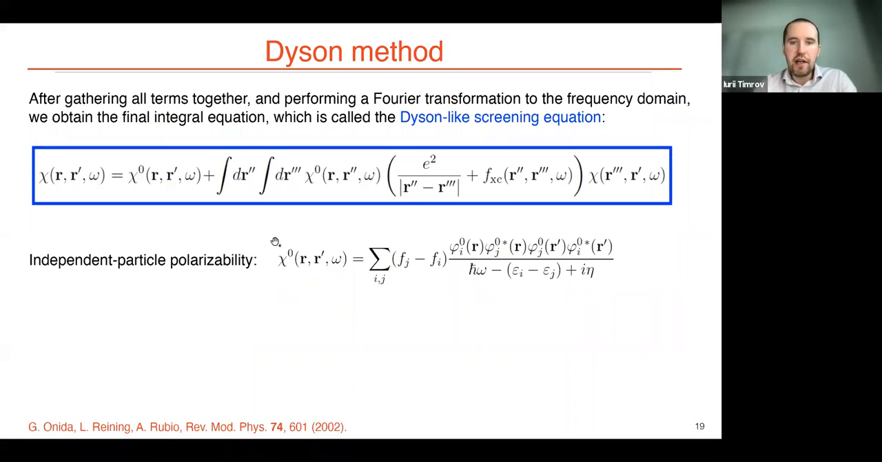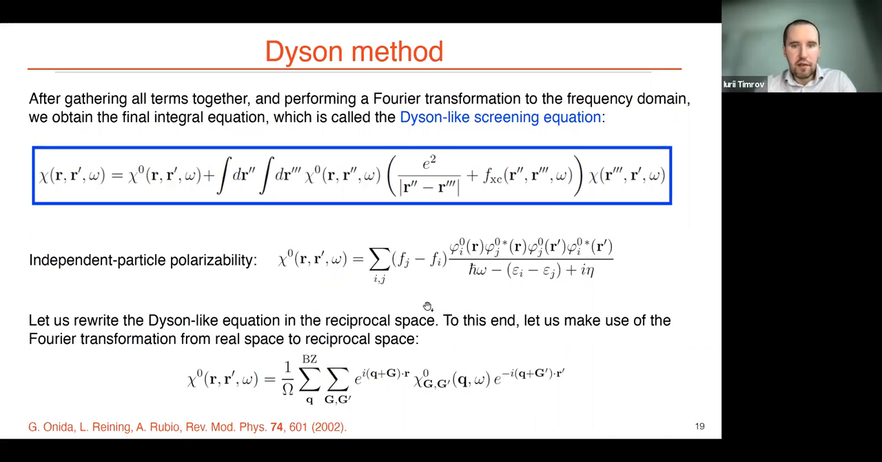And this object chi naught describes the independent particle excitations. This is what I discussed at the very beginning of today's lecture, when we just solved the DFT equations. We obtain valence and conduction bands, and we simply say there are transitions from valence to conduction. But we need to go further, and we need to solve this complicated Dyson-like equation, which also takes into account electronic interactions via the Coulomb interaction and exchange correlation quantum mechanical effects.